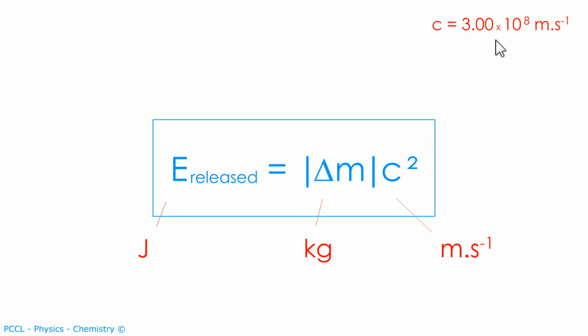The speed of light. I take 3 times 10 to the 8 with 2 zeros to have 3 significant digits. Eventually, you could get 4. Follow the instructions. Ask your teacher.